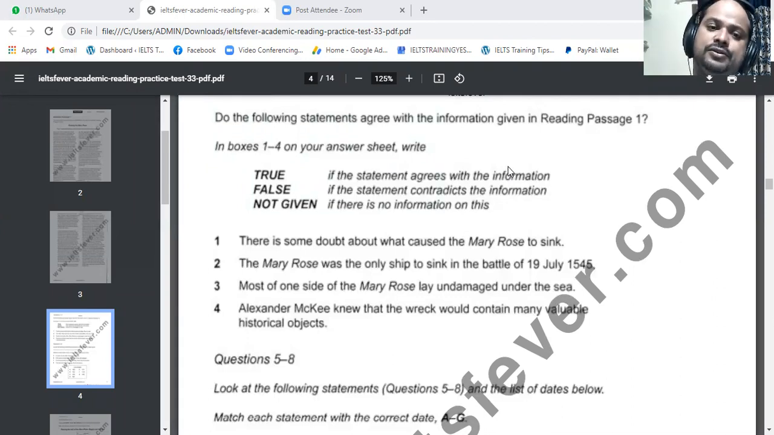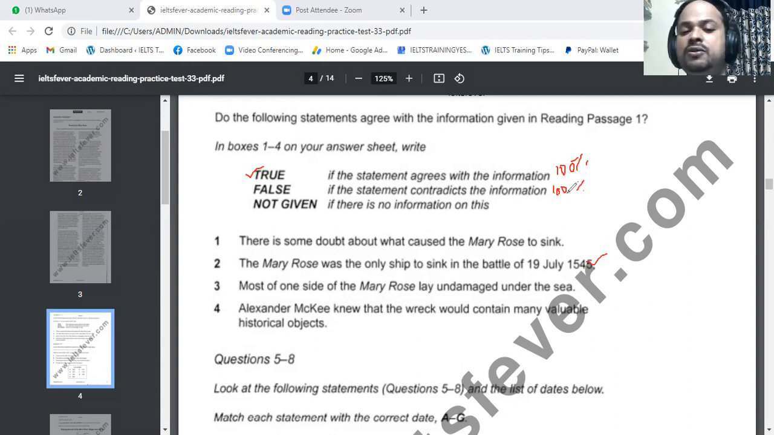So today we are going to see the solution for true, false, not given. A person can mark his answer as true if the data is 100% correlating with the passage. If the data is 100% contradicting what is said here, then the answer is false.